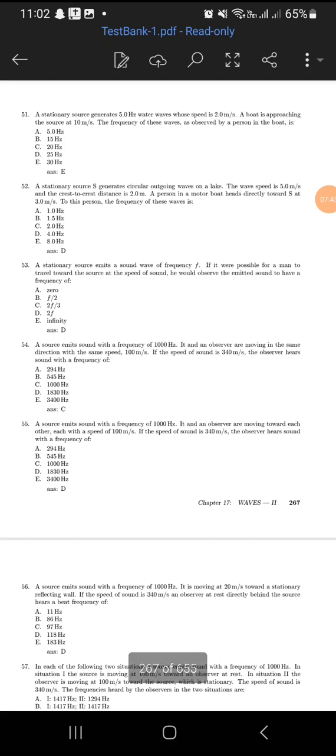A stationary source generates water waves whose speed is 2. A boat is approaching the source at 10 meters per second. So the frequency of these waves as observed by a person in the boat is E, which is 30 Hz.